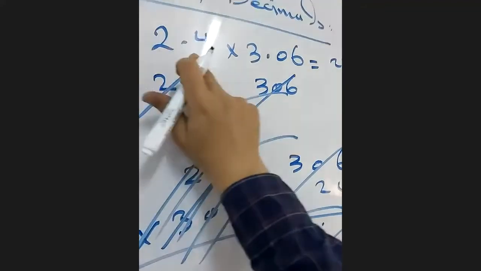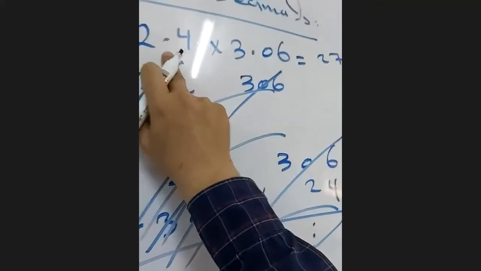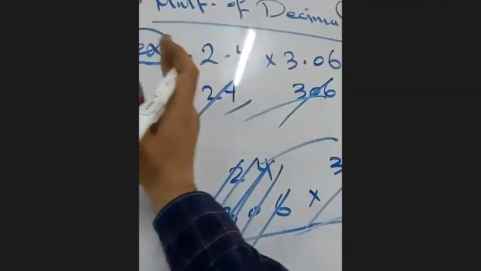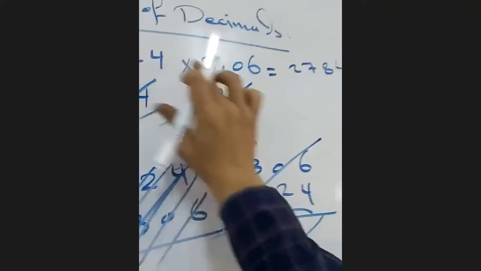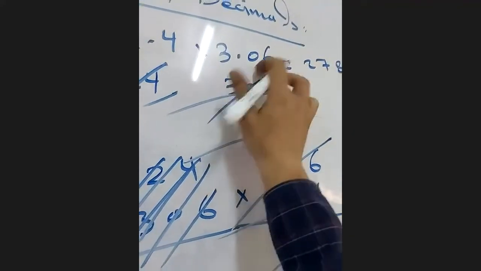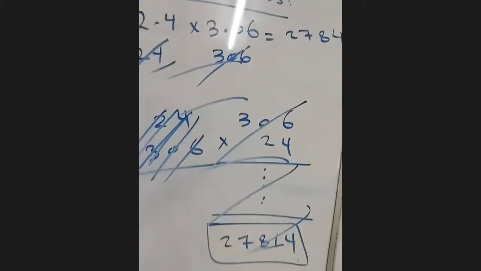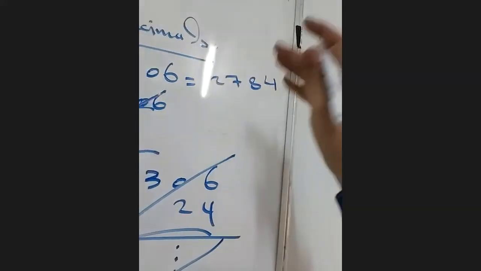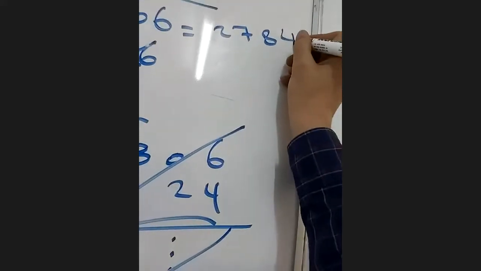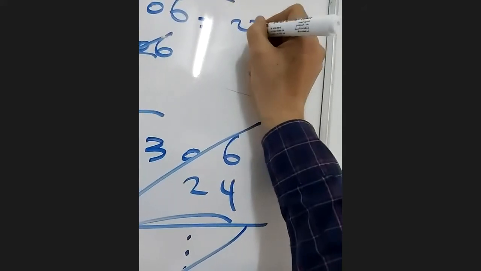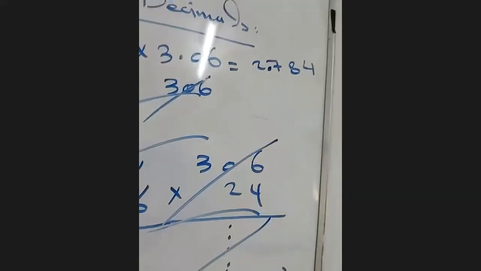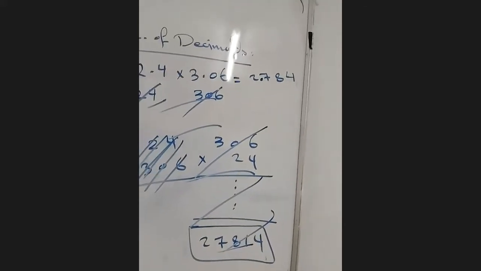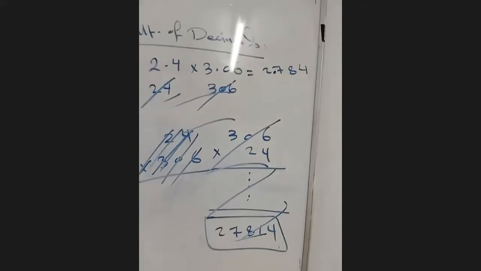Now here, I will count the digits after the decimal, not before, to the right of the decimal, not to the left. So here we have 1 digit, and here we have 2 digits after the decimal. So together we have 3 digits. We will go to my answer here, starting from the right, and count 3 digits and put my decimal point. Sometimes we need to add zeros. Sometimes we don't need. It depends on the 2 numbers.